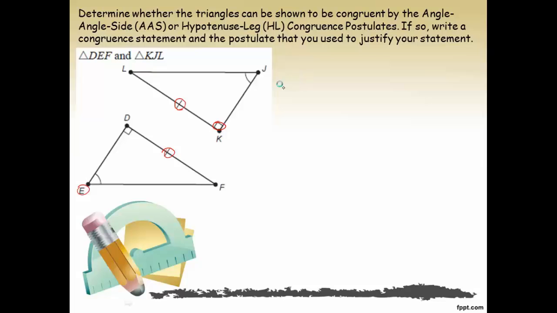Let's go ahead and write down what we know. We know that angle DEF is congruent to angle KJL. I was making sure my corresponding vertices were corresponding in my statement. We know that's true because it's given.